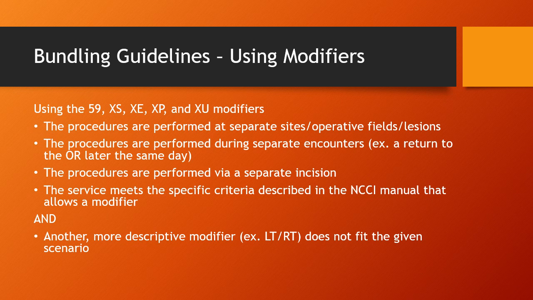And if I'm going to consider using them for one of these reasons, I also need to check whether another more descriptive modifier, like left versus right, fits the given scenario. If I can use a left-right or your finger or toe modifiers instead, then I definitely want to do that and be as specific as possible every time I code and every time I append a modifier.